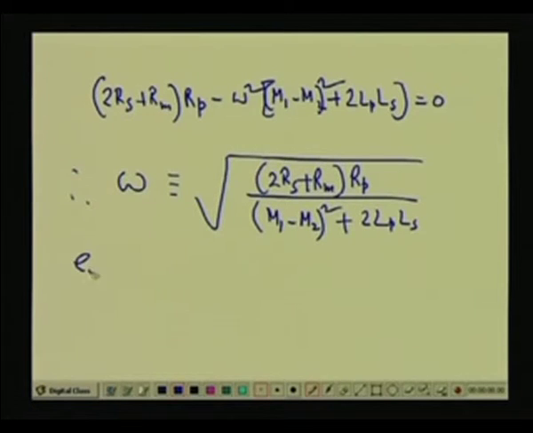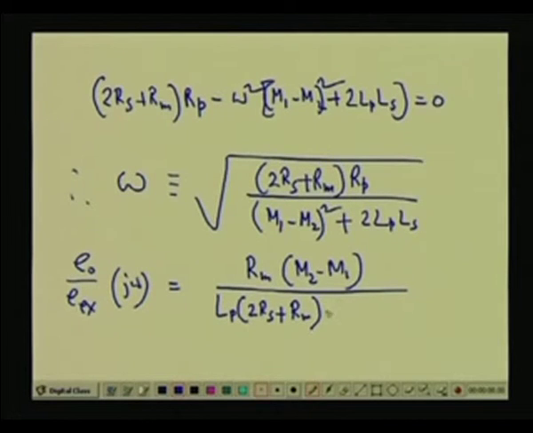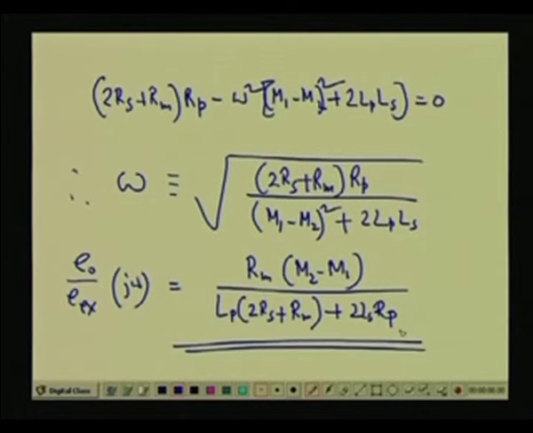So, obviously, at that frequency when there is no phase shift between input output, our input output relation will be E naught by E x (j omega) equal to Rm (M2 minus M1) upon (LP (2 Rs plus Rm) plus 2 Ls Rp), right. So, this is our final expression, clear.